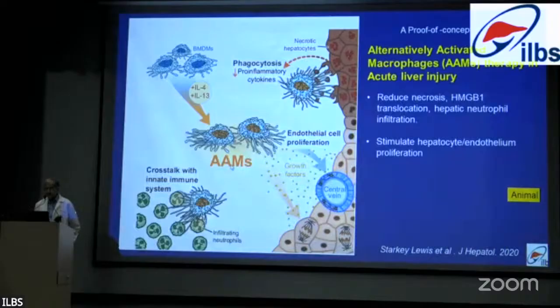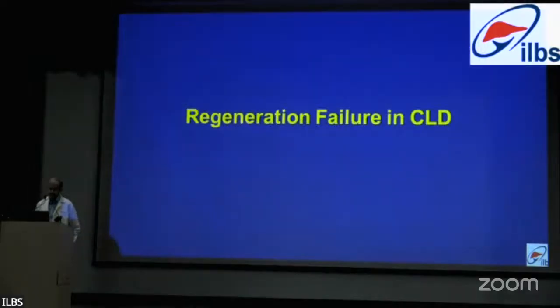And based on this, the group from Stuart Forbes designed what is known as alternatively activated macrophages. What they did was they took the bone marrow derived macrophages and converted them from inactive into active macrophages, and they showed that because of this, you will be able to clear a lot of cell debris, the phagocytosis, and you have good efferocytosis to allow hepatocyte and endothelial proliferation.